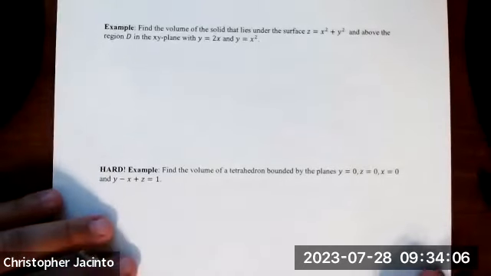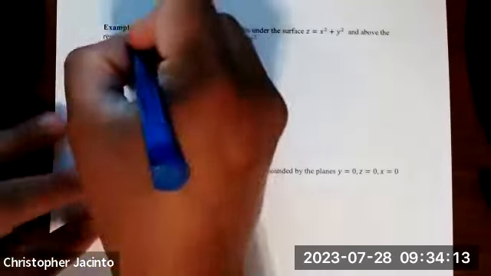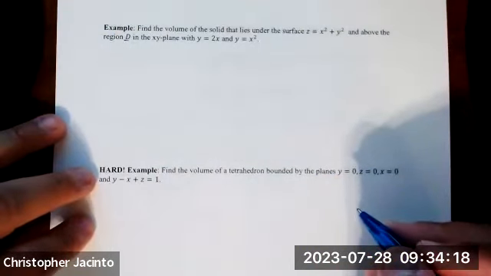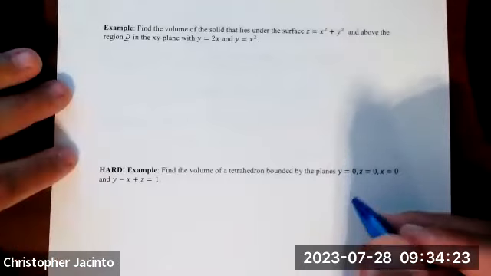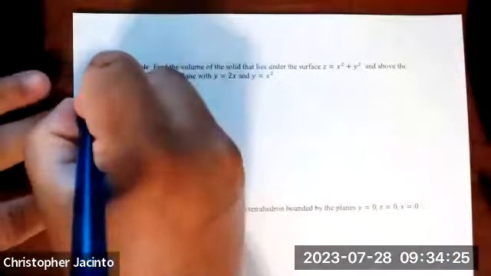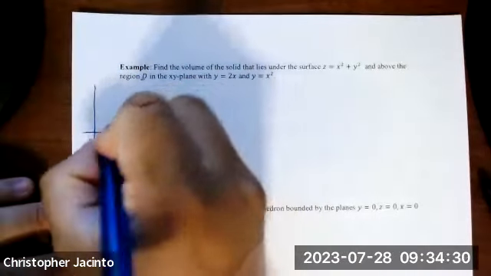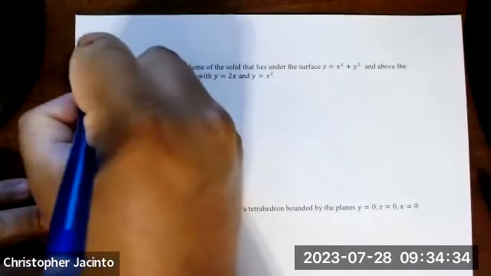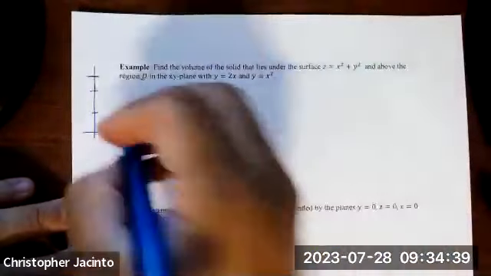Okay. So find the volume of the solid that lies under the surface z equals x plus y squared and above the region D in the xy plane with y equals 2x and y equals x squared. Okay, so same thing. I'm just going to quickly draw and figure out what this region is going to look like. Okay, so they both hit 0.